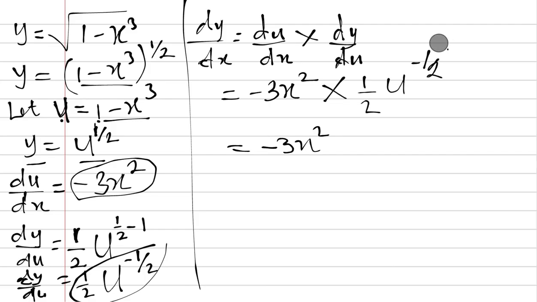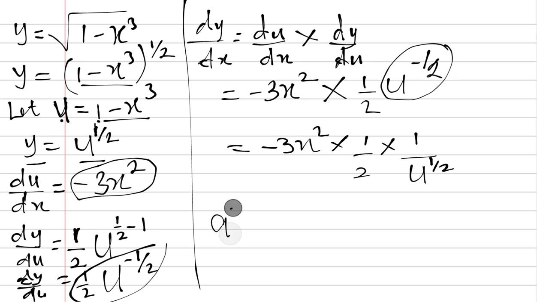Now look at this one. I can apply indices to this thing, and I will now have times 1 over 2 times 1 over u raised to power 1 over 2. Remember the law of indices that says that if I have a raised to power minus x, it will become 1 over a raised to power x. So that is what I applied here. This u raised to power minus 1 over 2 becomes 1 over u raised to power 1 over 2. Are you getting what I'm saying now? So that is what you can see that we did there.